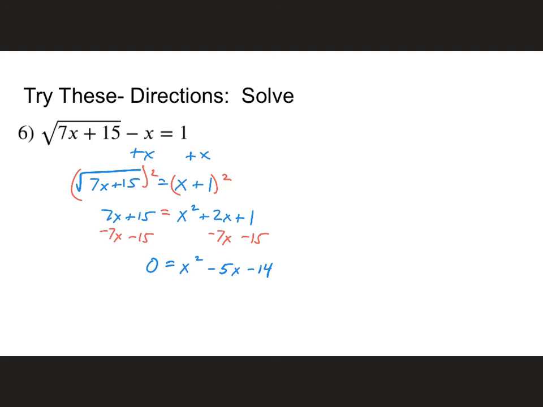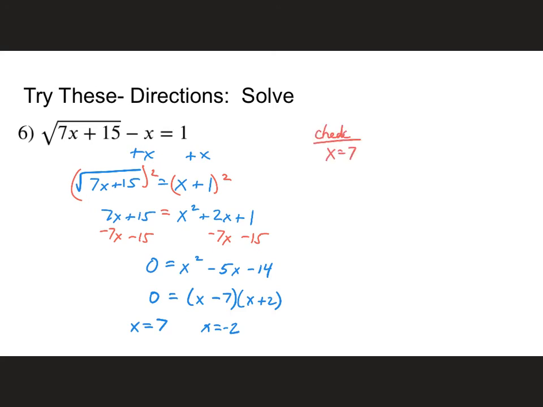Again, this is a quadratic. I can solve this using the quadratic formula or by factoring. This is nice and factorable. I get (x minus 7) times (x plus 2), and I come up with two solutions, 7 and negative 2. I'm going to check them quick. So let's do the check.